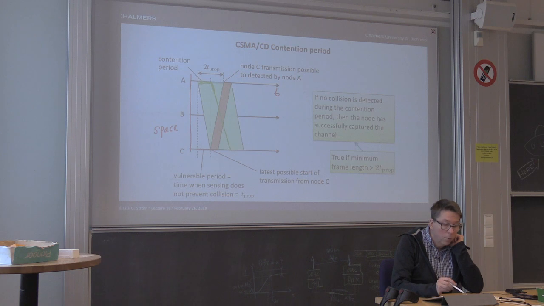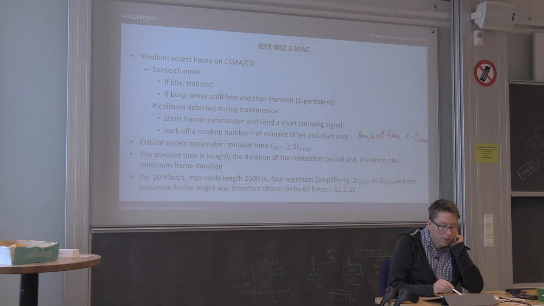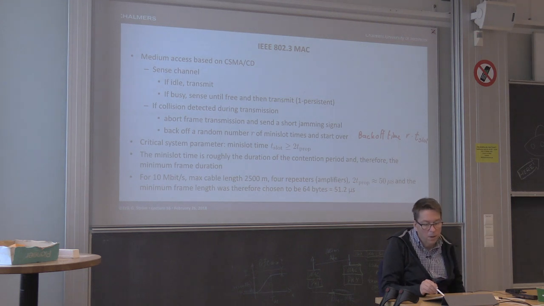So for collision detection, we need a frame which is greater than twice the propagation time. And therefore, for 10 megabit Ethernet, it has to be at least 64 bytes.